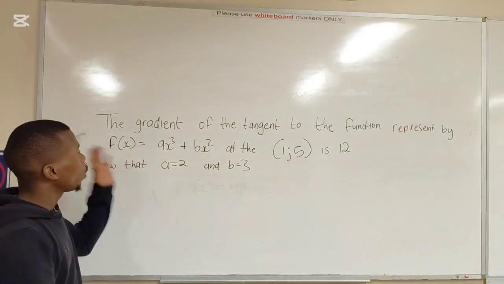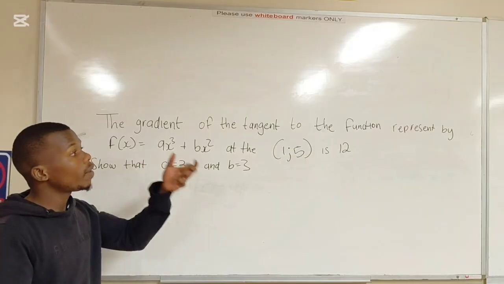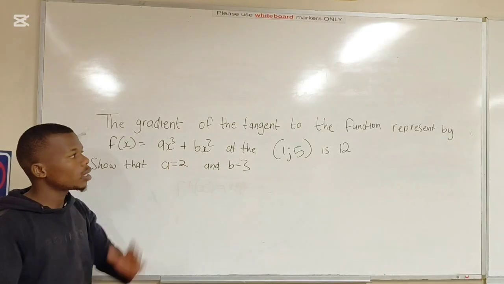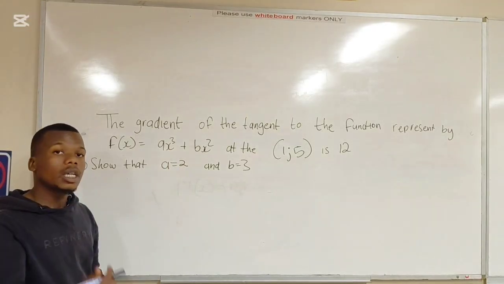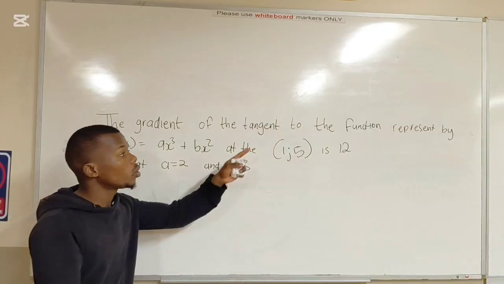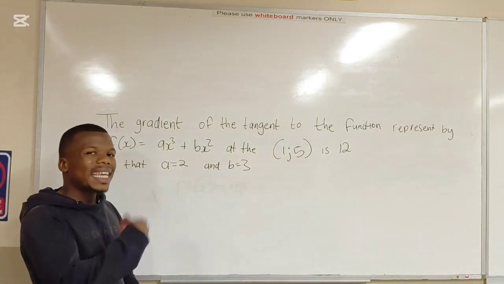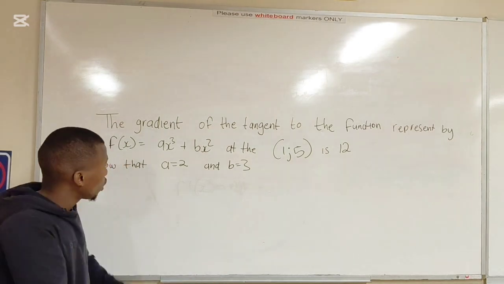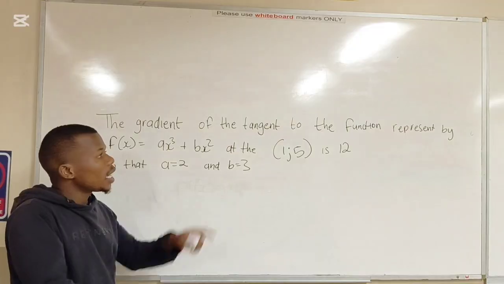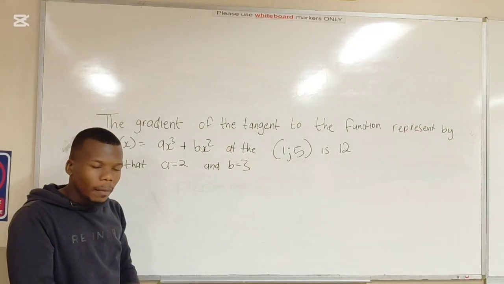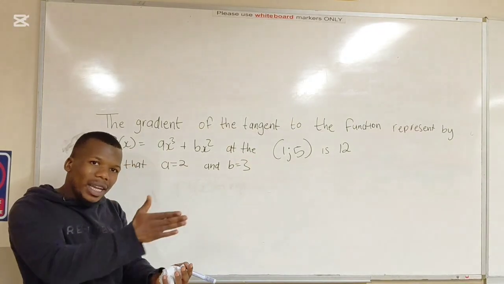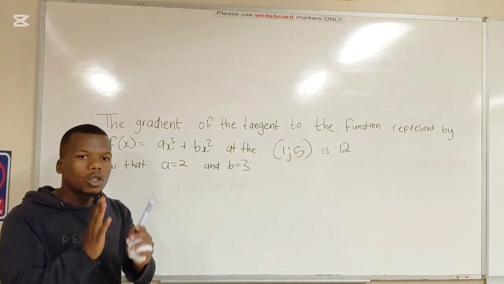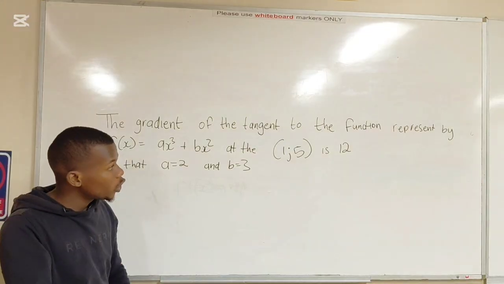For the statement part, we are given that the gradient of the tangent to the function represented by f of x is equal to ax cubed plus bx squared at a point with an x coordinate of 1 and the corresponding y coordinate of positive 5 is 12. Meaning they are saying wherever this tangent touches my function, which function? This one. It touches the function at the point what? 1:5. And the gradient at that point where this tangent touches the function is what? Is 12.